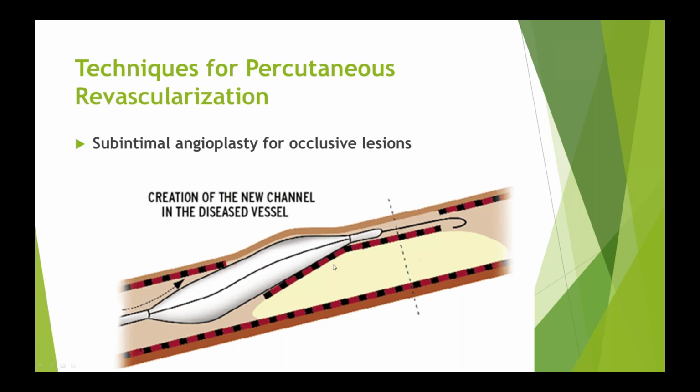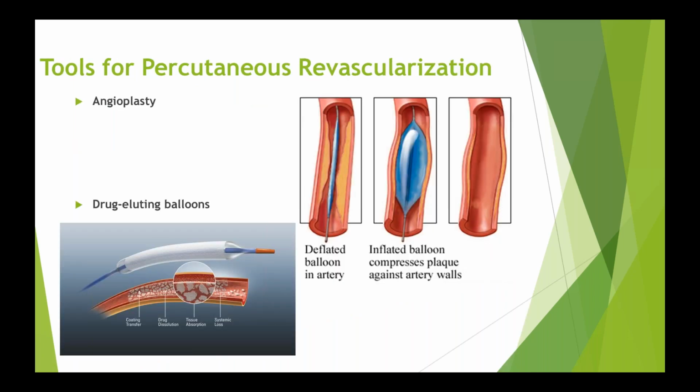So this is subintimal angioplasty. It's very commonly performed on a regular daily basis for treatment of patients with peripheral arterial disease. Another very common tool for percutaneous revascularization is angioplasty. Balloon angioplasty in the femoral popliteal segment has a very high rate of reocclusion and restenosis.